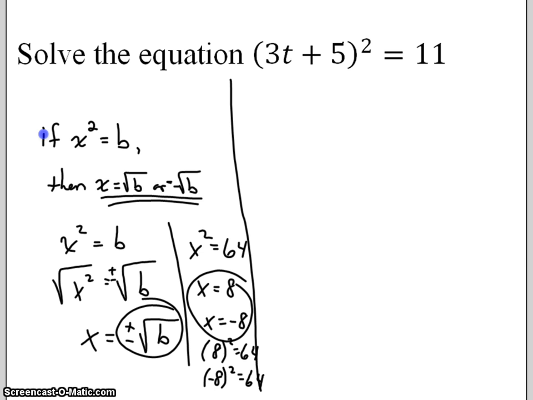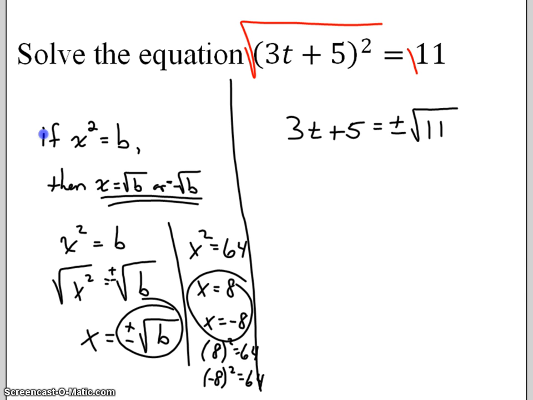Now we don't have x squared, but we have a quantity squared. So you could actually apply that here. So if the quantity 3t plus 5 squared equals 11, then 3t plus 5 equals the positive or negative square root of 11. Okay, so in essence, we actually took the square root of both sides and made sure to put a positive or a negative in front of that 11.